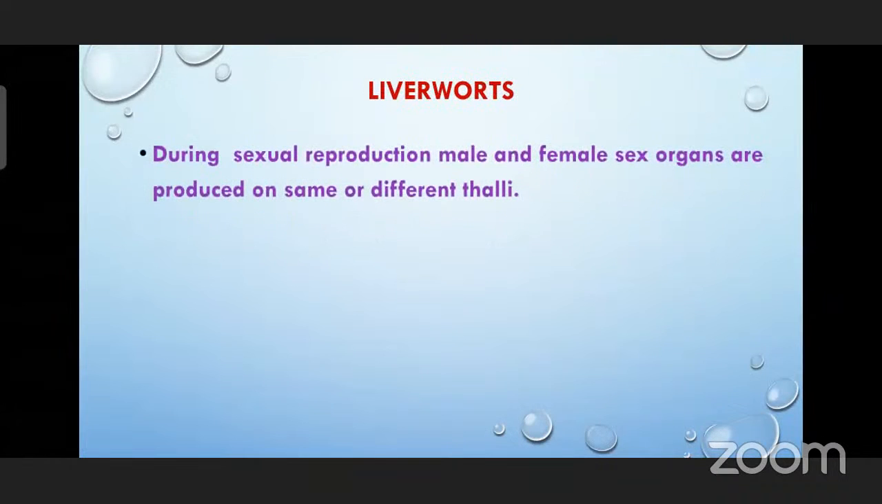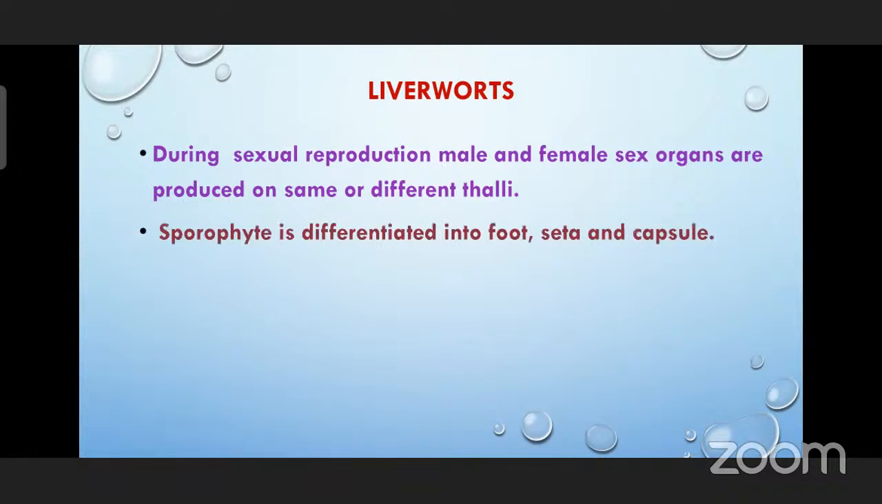That means it takes place with a part of the plant body. During sexual reproduction, male and female sex organs are produced on the same or different thalli. Just now I showed the antheridium and archegonium. These are the male and female sex organs produced on the same or different thalli. The sporophyte is differentiated into foot, seta, and capsule. After meiosis, spores are produced in the capsule.